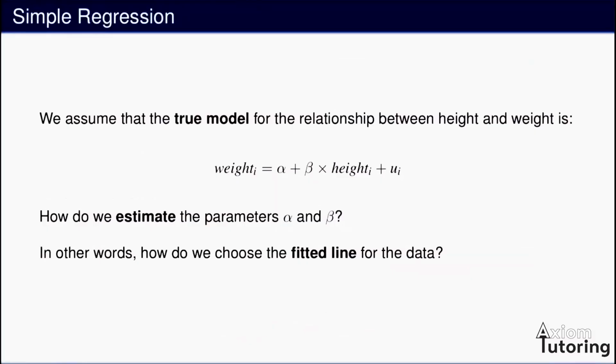Now, we assume that the true model for the relationship between height and weight is what we expressed earlier, so that weight is equal to alpha plus beta times height plus this error term. But how do we estimate the parameters alpha and beta? Because remember, this is an assumption about the population model, basically the true model, but we only get a sample. So how can we infer the parameters alpha and beta from our sample? In other words, how do we choose the fitted line for the data? And that will be the topic of our next video.